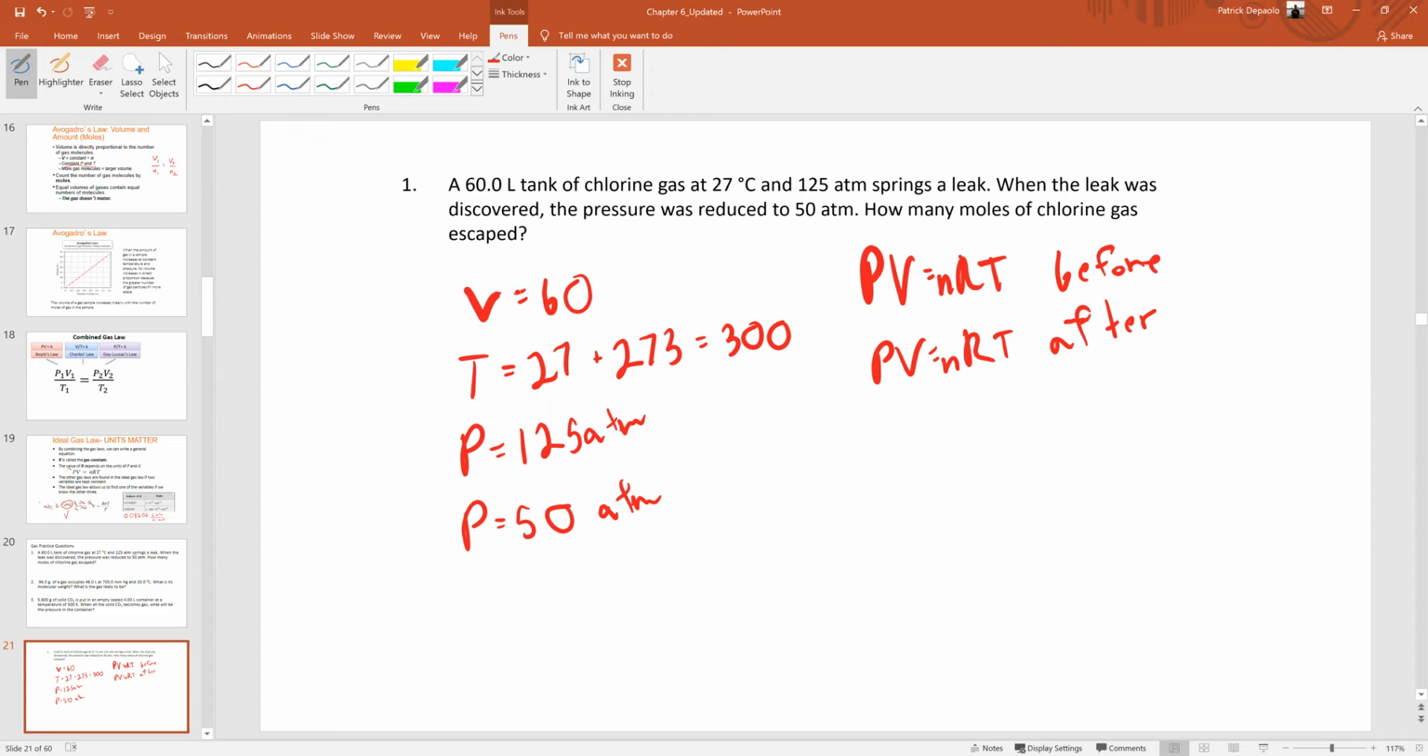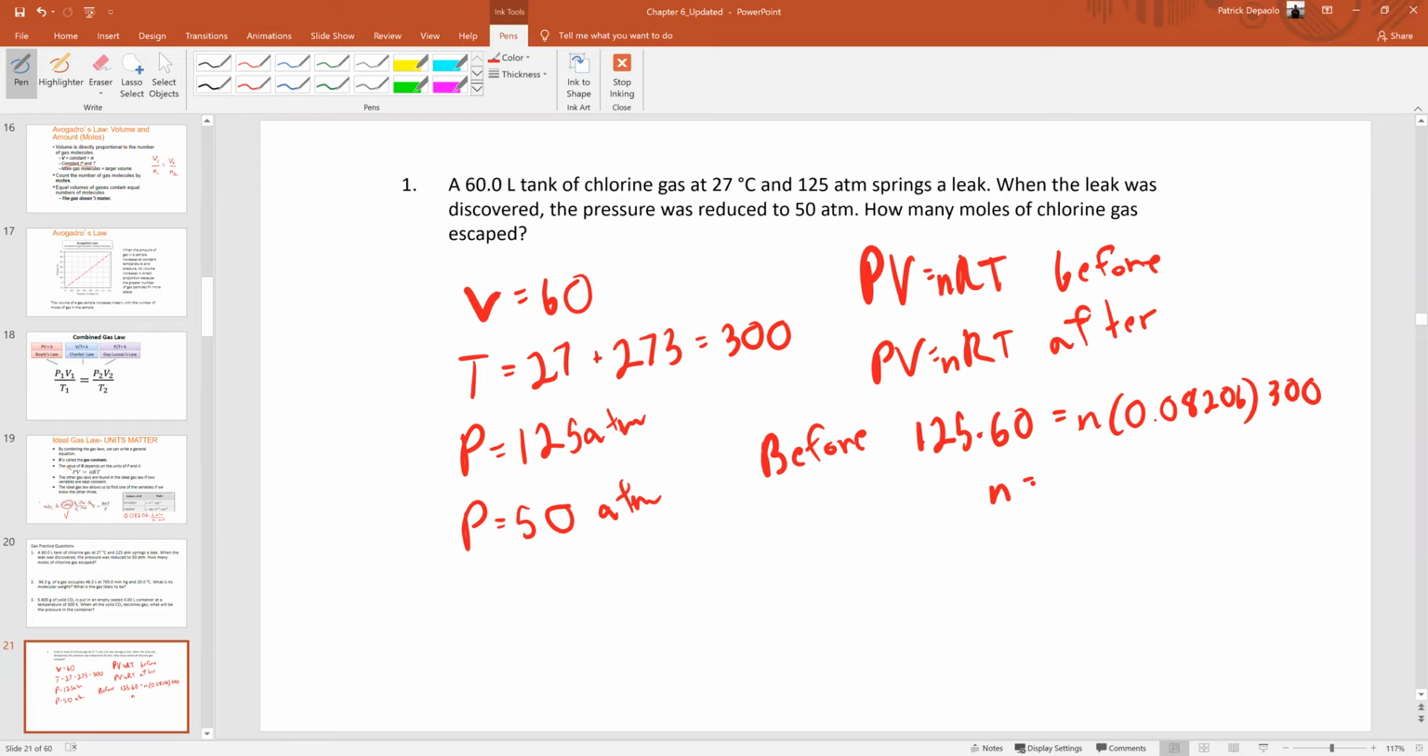So we have a P, V, and T before, and we're dealing with moles here. That's the key thing. That's why I'm using PV equals nRT, because it's asking for moles. We can figure out the moles before, the moles after, subtract the two, and you get the answer. So P1 for before: 125 times 60 equals N, which is unknown, times our ideal gas constant, 0.08206, times our temperature, 300.